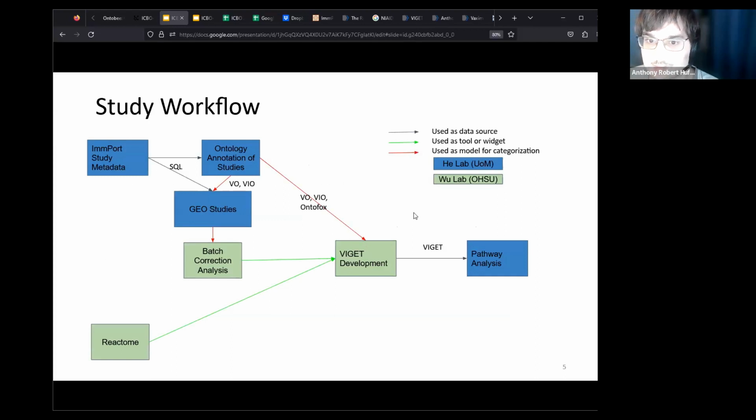So specifically for this paper, we had 2 teams that were working together. We have the He Lab team, which is based at the University of Michigan and which I was part of, which mostly focused on the actual study metadata, making sense of how it functioned, and then later on performing some pathway analysis. The Wu Lab, which is the Oregon Health and Science University team, focused on the actual back-end statistical program and generation of the knowledge base that we ran our pathway analysis of the ImmPort vaccine immune response data.